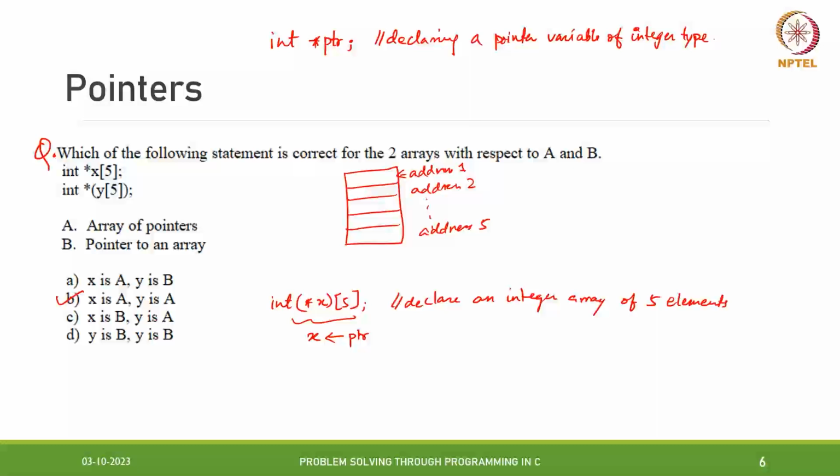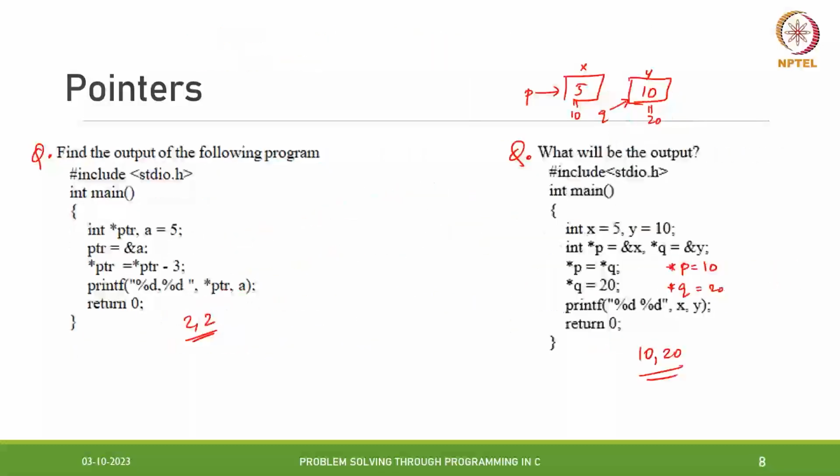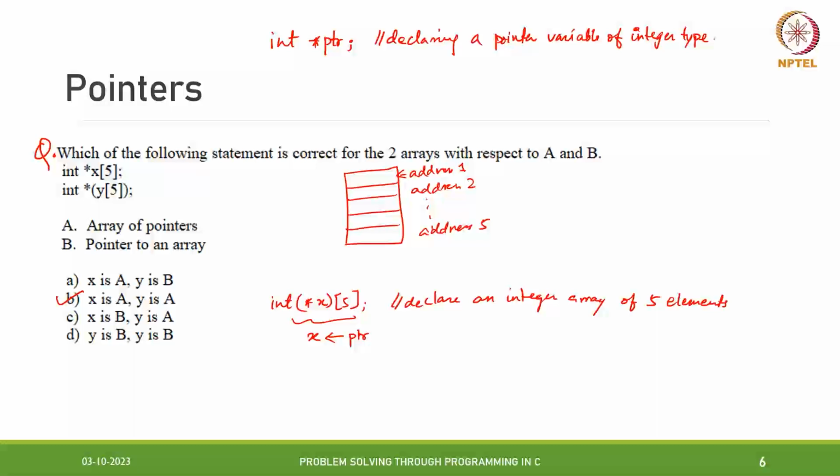Sorry. Which one are you saying? Oh, okay, okay. This one. You're talking about this one.